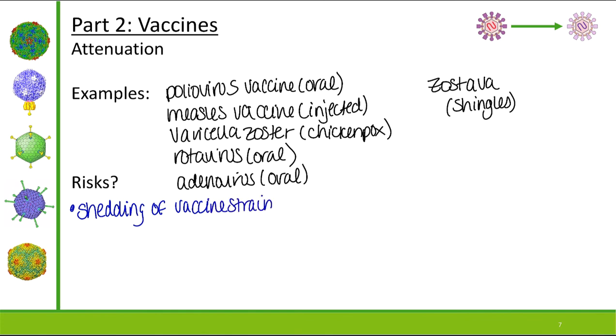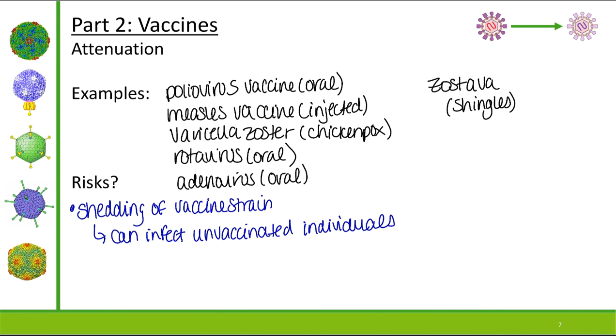And when this happens, of course, this can lead to infection of unvaccinated individuals. So this can particularly be a problem if we have a population where many individuals are unvaccinated. And of course, we can get issues with reversion to virulence.